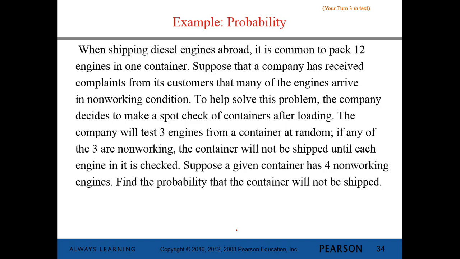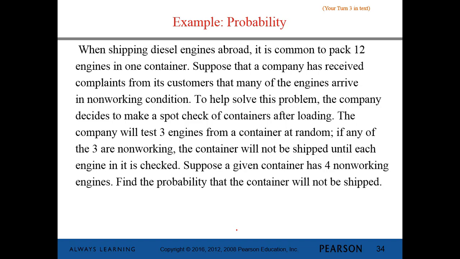It says, when shipping diesel engines abroad, it is common to pack 12 engines in one container. Suppose that a company has received complaints from its customers that many of the engines arrive in non-working condition. To help solve this problem, the company decides to make a spot check of containers after loading. The company will test 3 engines from a container at random. If any of the 3 are non-working, the container will not be shipped until each engine in it is checked. Suppose a given container has 4 non-working engines. Find the probability that the container will not be shipped.